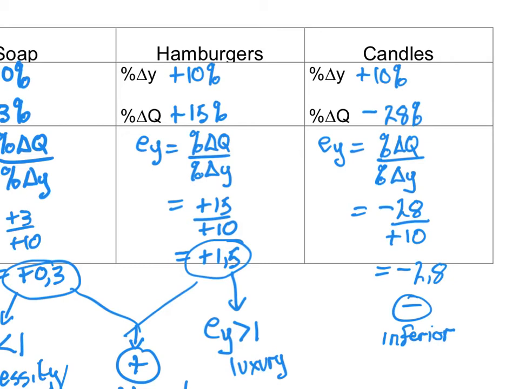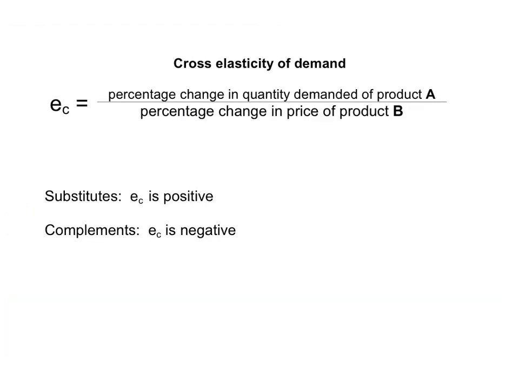Now let's take a look at cross-elasticity of demand. The cross-elasticity of demand measures the responsiveness of the quantity demanded of a particular good to changes in the price of a related good. So the related goods could be substitutes or complements. The cross-elasticity coefficient can be expressed in short form as follows.